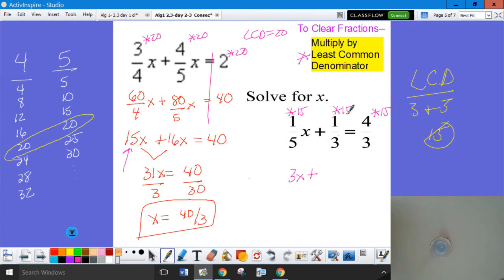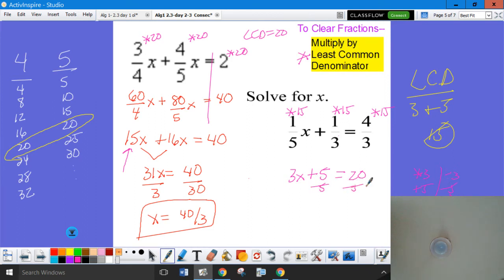1 times 15 is 15, divided by 3, that's a 5. And 4 times 15, that's 60. And dividing by 3 is going to give me 20. Obviously, very simple equation at this point.